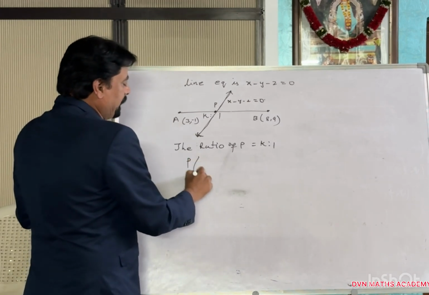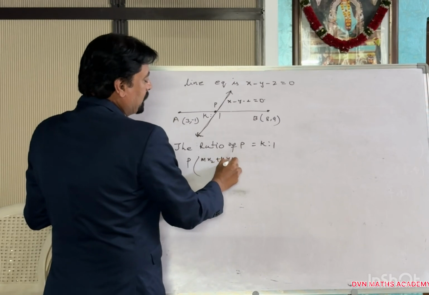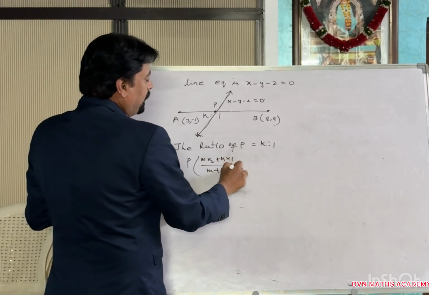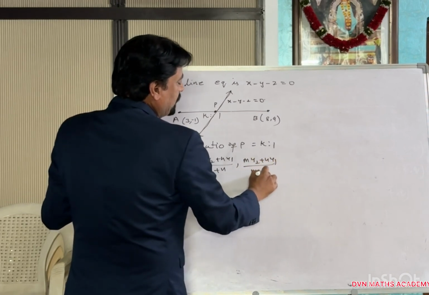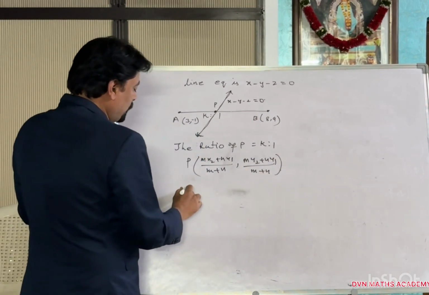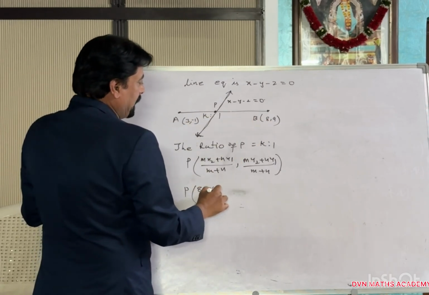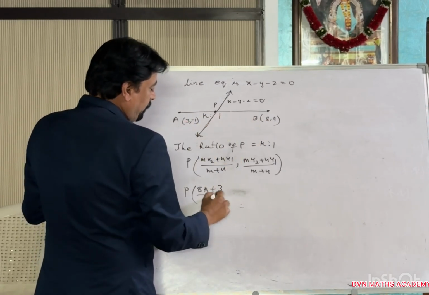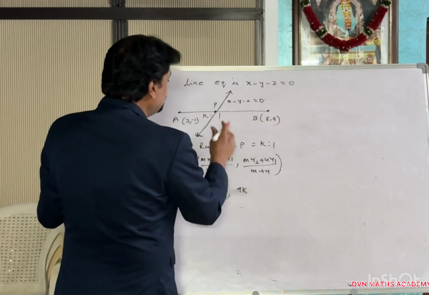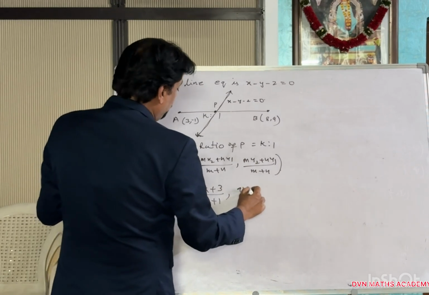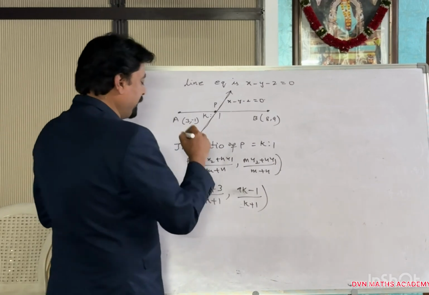Now the point P, according to the section formula, is (m x2 plus n x1) by (m plus n) and (m y2 plus n y1) by (m plus n). This is my section formula. So if you substitute the values, P is (8k plus 3) by (k plus 1) comma (9k minus 1) by (k plus 1). These are the coordinates of P.